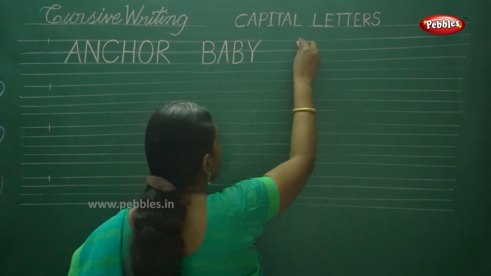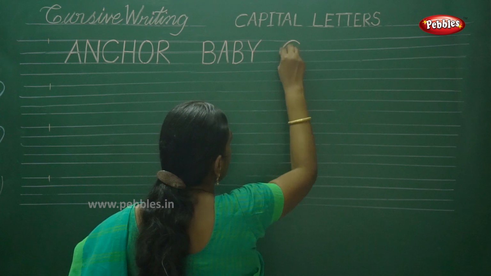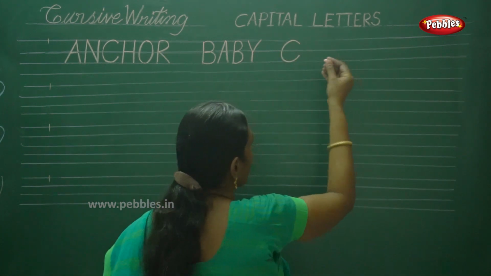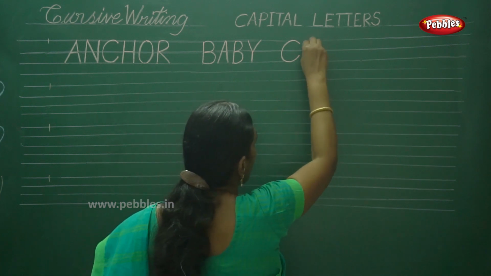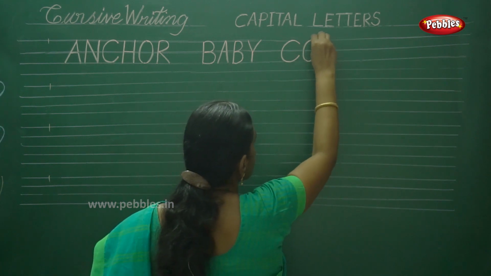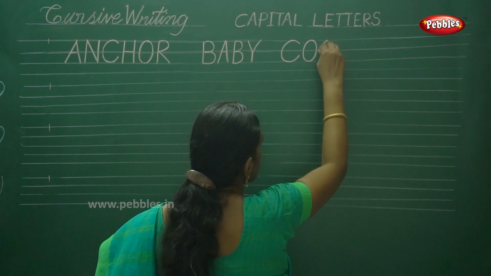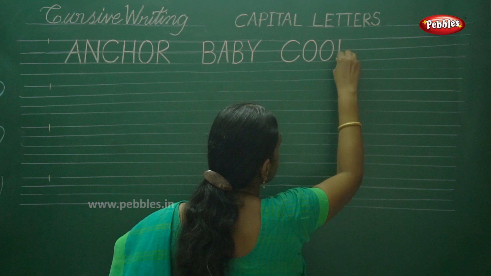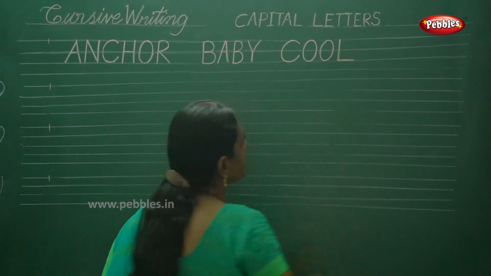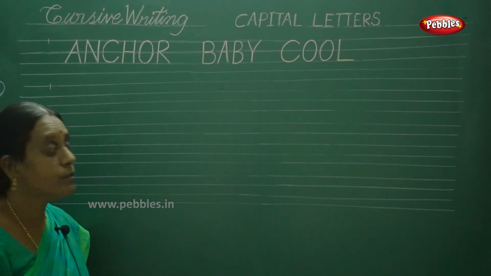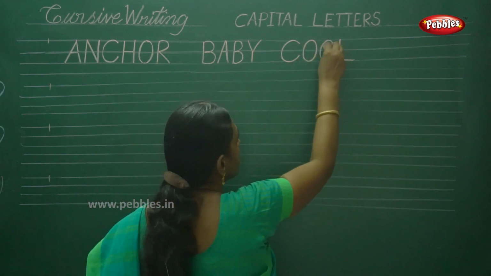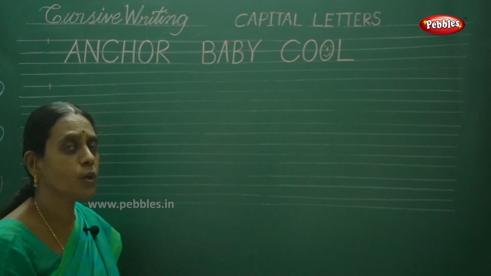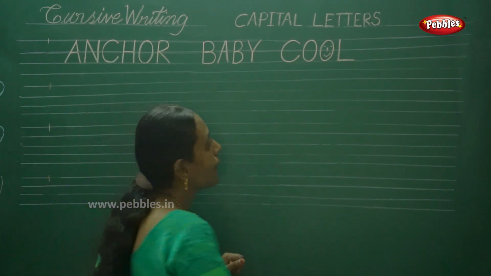Okay, then C. I wrote the word cool. C, then O, where the start and ending point is the same, then O and L. While you write the font, you make it to the right, similar to the rest. Okay, that's a capital font.